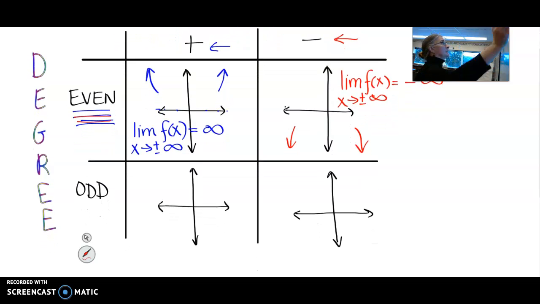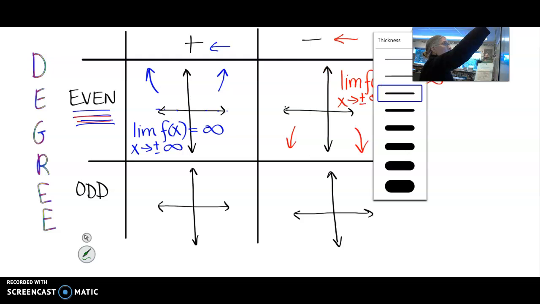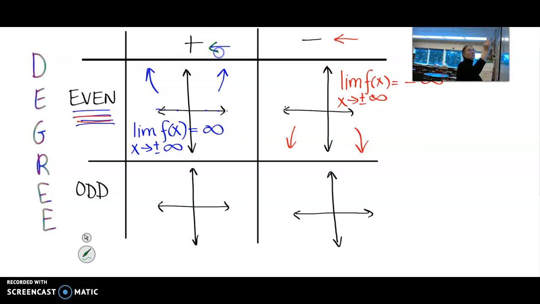If it's an odd degree, what's going to happen with the ends of the graph is going to depend. With odd degree, the ends go in opposite directions. So even degree, they go in the same direction. Odd, opposite. And odd kind of looks like opposite. So that can help jog your memory, hopefully.